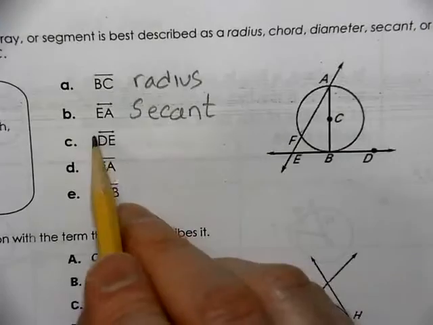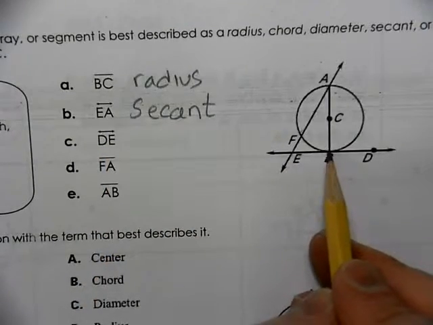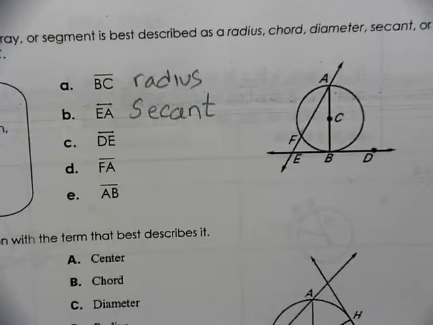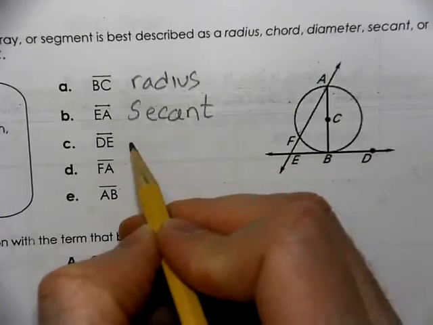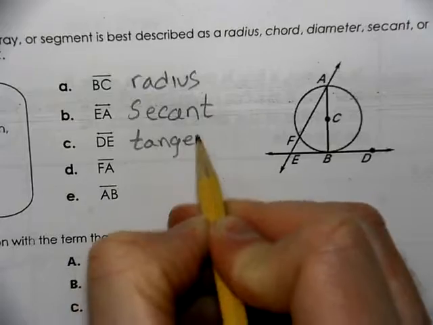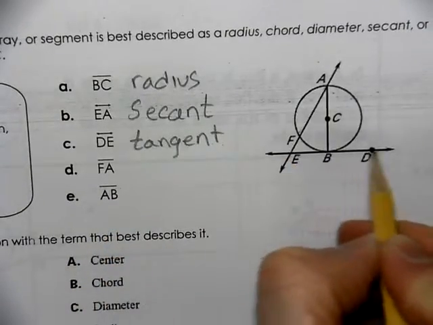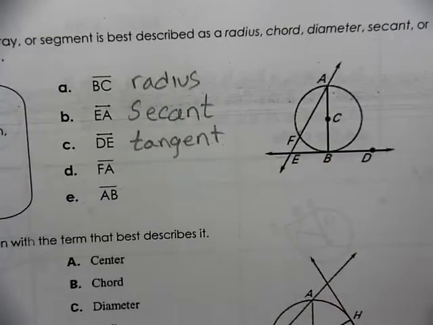DE. DE is also a line, and it's going to touch the edge of the circle at exactly 1 point. So that's going to be a tangent. Notice that DE goes right through here, and it's touching the circle at exactly 1 point.